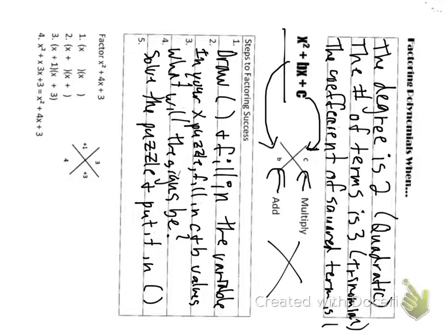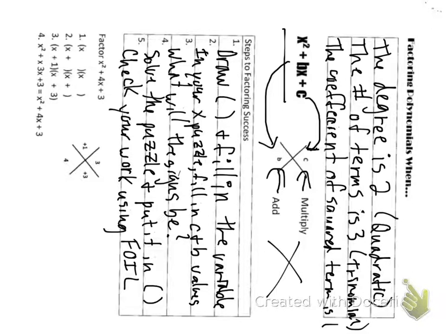And then step 5, check your work using FOIL or double distribution, or however you call it. Those are our 5 steps.